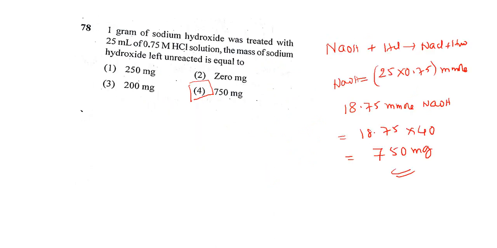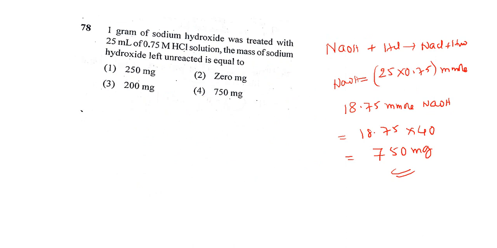Next question. 1 gram of sodium hydroxide was treated with 25 ml of 0.75 M HCl solution. The mass of sodium hydroxide left unreacted is equal to... first we have to see the equation part. NaOH plus HCl gives NaCl. So HCl millimoles equals NaOH millimoles. We calculate the millimoles of HCl: 25 times 0.75 gives 18.75 millimoles of HCl. The same millimoles of sodium hydroxide is there. That means about 750 milligrams of sodium hydroxide has reacted with HCl.